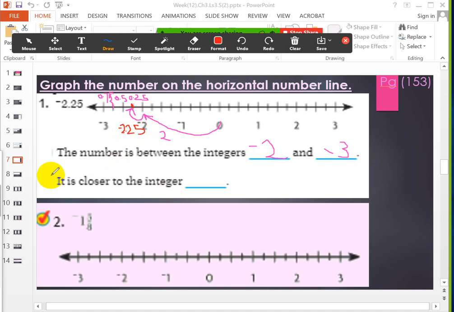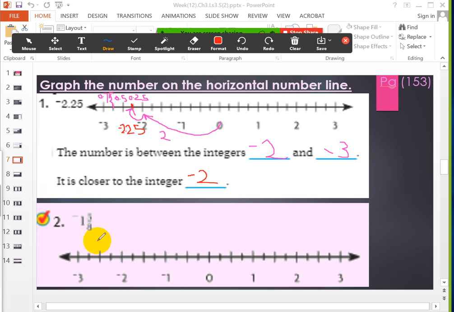So look, it's closer to the integer. Which integer? Is it close to negative 2 or negative 3? Of course, it's close to negative 2, as I said on the number line. Okay, so this is about exercise number 1.